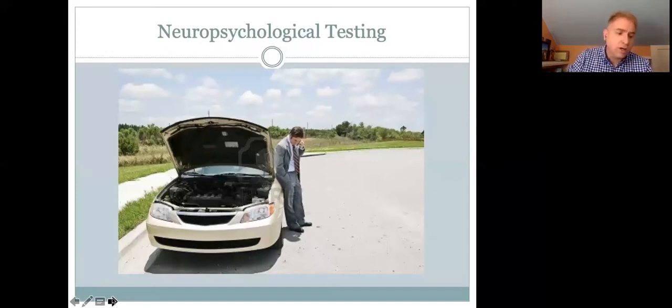So the testing I've talked about up until now is not necessarily neuropsychological testing. The IQ and academic and adaptive skills testing could be done as part of a school psychological battery done by a master's level school psychologist in any given public school, which is fine. What is the neuropsychological testing? The neuropsychological testing is intended to get under the hood and try to figure out exactly what is going on.